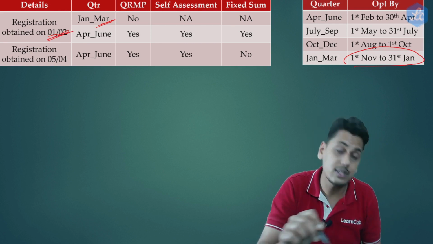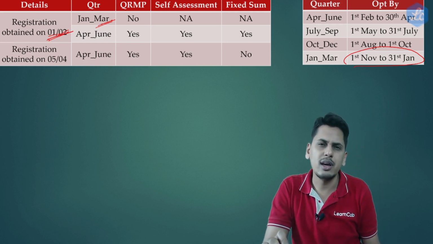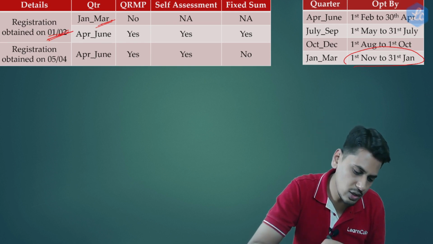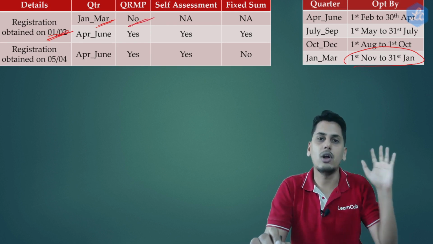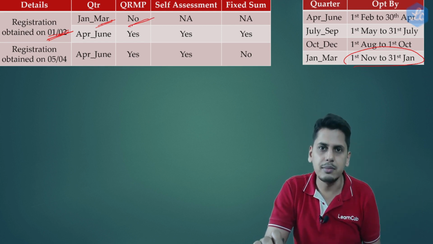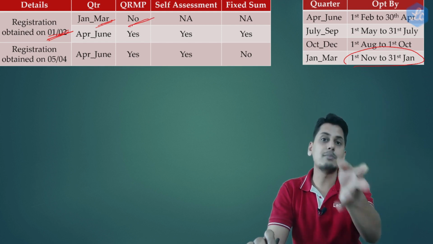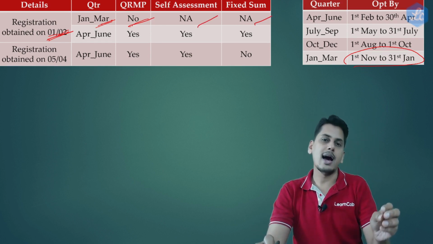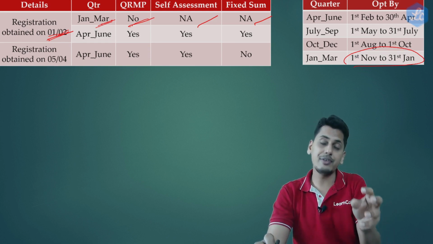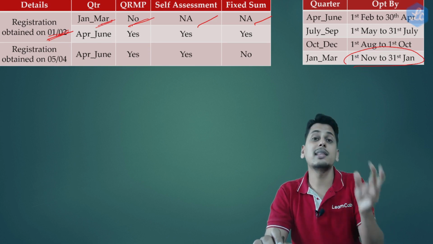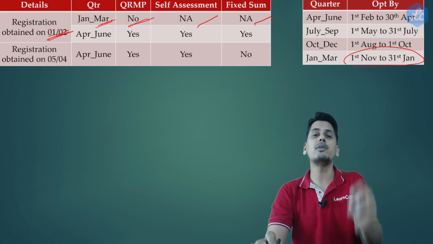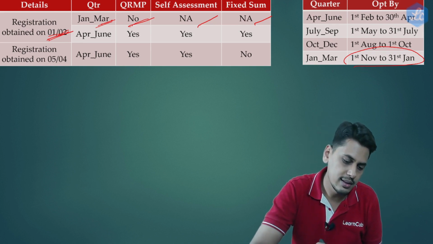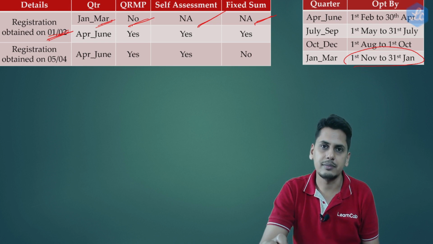This person has taken registration itself on 1st of February. How will he opt by 31st of January? Not possible. For the quarter January to March, whether QRMP is possible? Not possible. If QRMP is not possible, where is the question of payment by fixed sum or payment by self-assessment? This becomes not applicable, because either fixed sum or self-assessment is a method of depositing the amount in the cash ledger under the QRMP scheme. When QRMP itself is not possible, these factors become irrelevant.